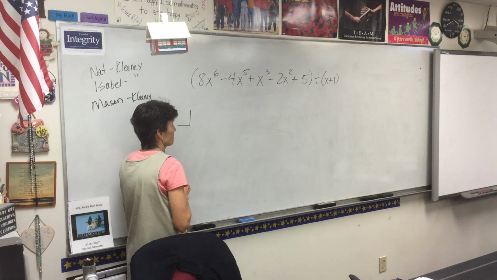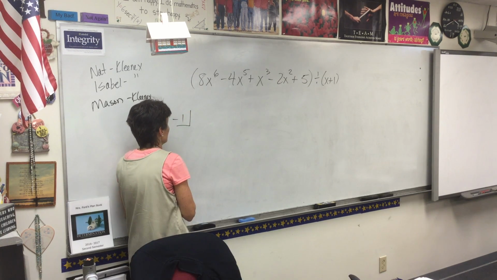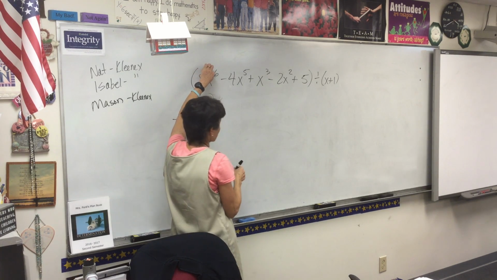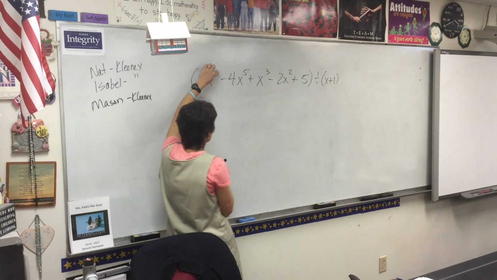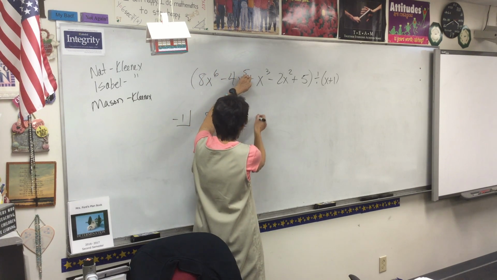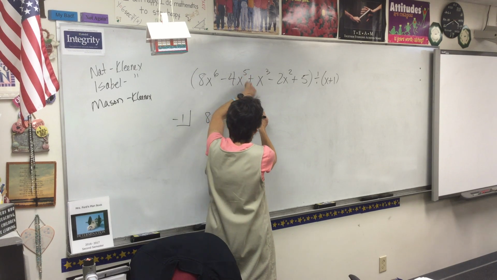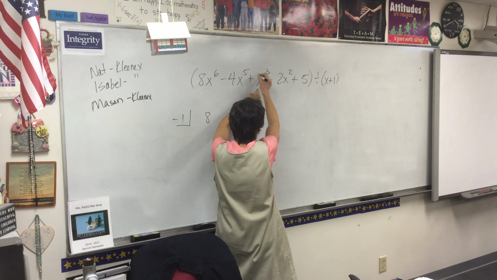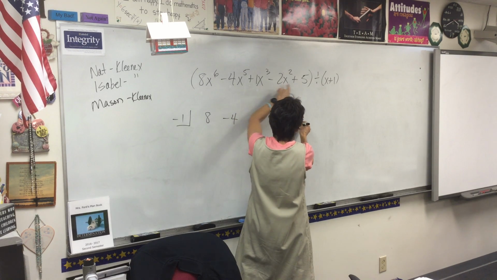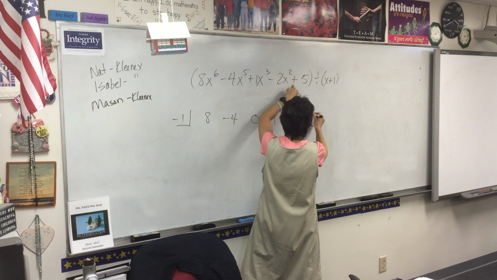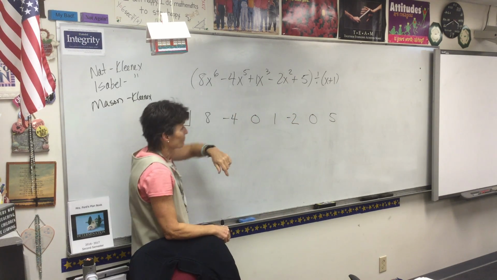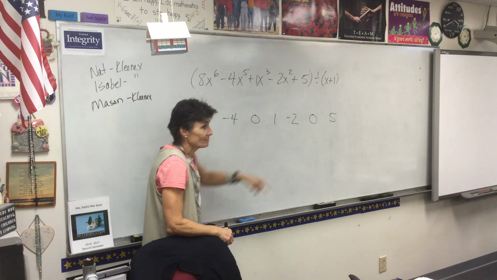What goes in the box? -1. Now, we'll start with an 8. We notice that's a 6, so we need a 5. We have it. We need a 4. We don't. We have a 3, which by the way is a 1. We have a 2. We do not have a plain x. And then we have our number. Does that make sense to everybody?